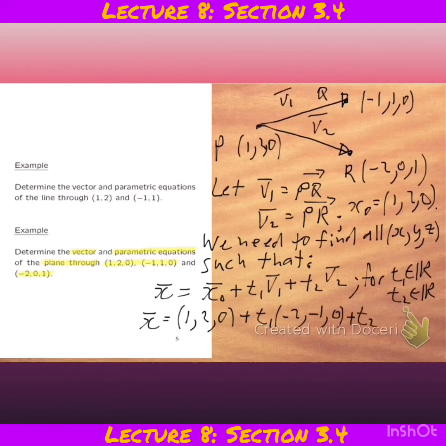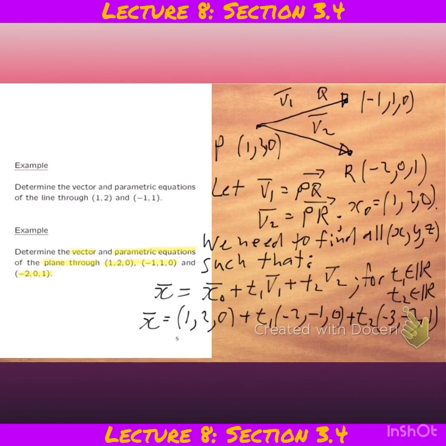Plus t2 times the vector v2. What's the vector v2? It's minus 2 minus 1, which is minus 3; 0 minus 2, which is minus 2; and 1 minus 0, which is 1. I just want to make that clearer.